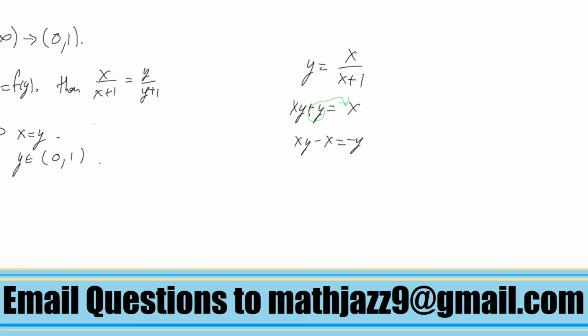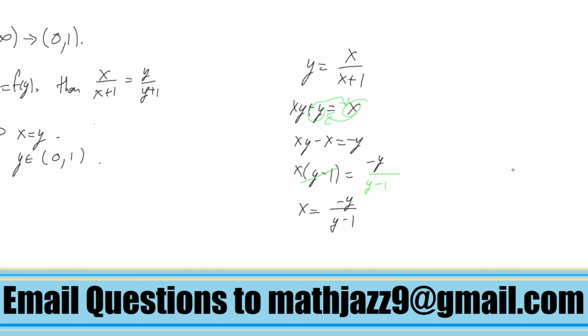This y goes over here. This x comes over here. We get the negatives there. Okay, so that gives me x times y minus 1 equals negative y. I'm going to cancel on both sides, like so. We get x equals negative y over y minus 1.